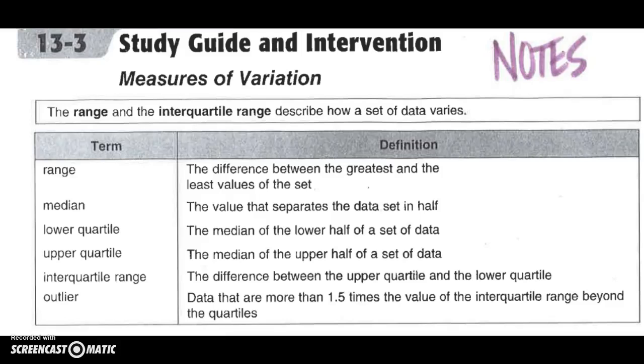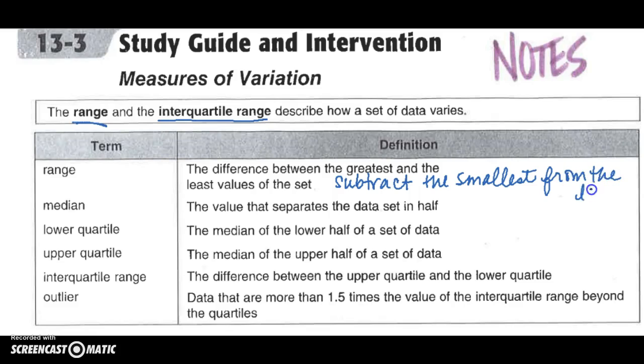All right, in this video, we are going to be talking about the range and the interquartile range. If you remember from class, we said the range is when you subtract or find the difference between the greatest and the smallest. So you're going to subtract the smallest number in your data from the largest. Subtract the smallest from the largest.